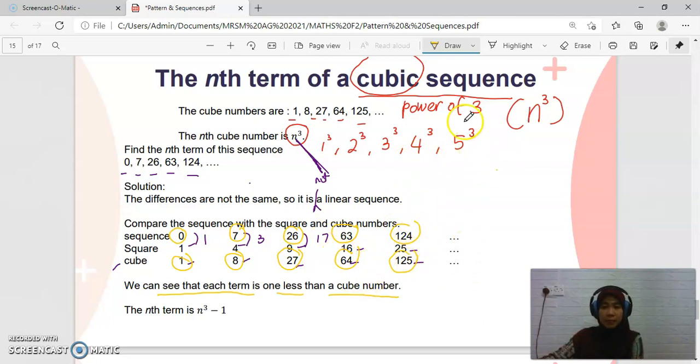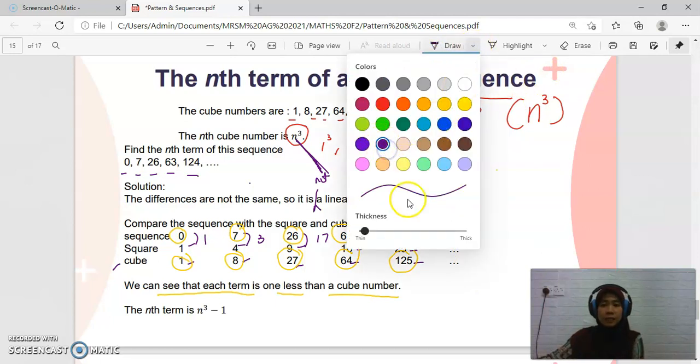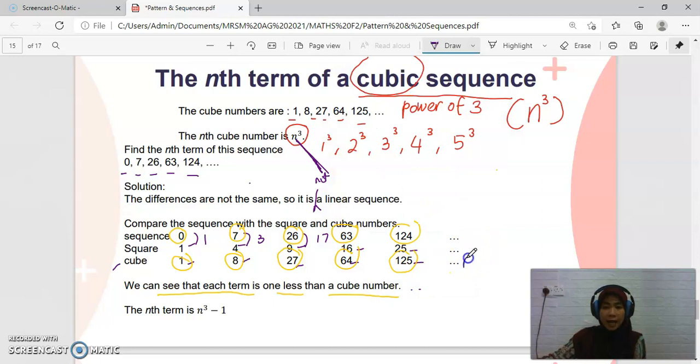Jadi the n term of cube numbers tadi ialah n to the power of 3, n cube. So berkurang satu daripada cube number, tolak 1. So the n term is n cube minus 1. Okay, so nak recheck. Betul ke tak ni? N term awak buat ni.